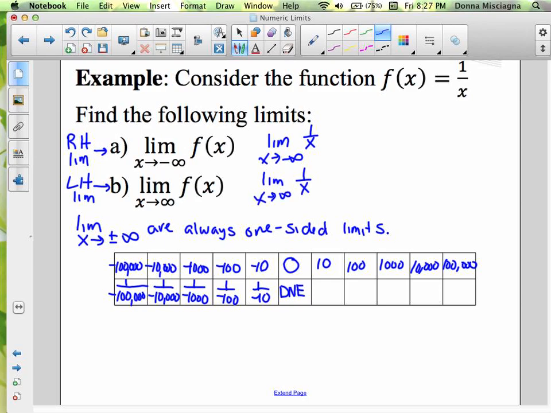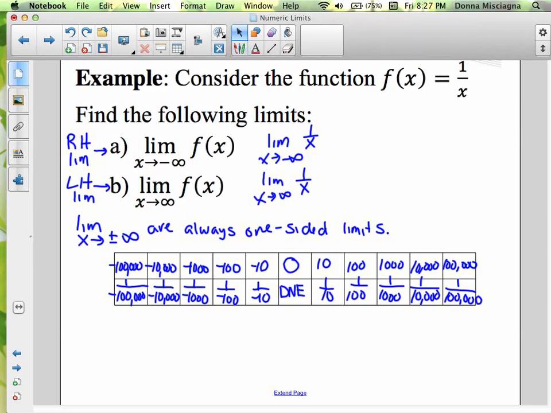So larger and larger numbers. All right, so I plug in 10, I have 1/10. If I plug in 100, I have 1 over 100, 1 over 1,000, 1 over 10,000, 1 over 100,000. All right? So as we look to the left here, are we approaching some value?